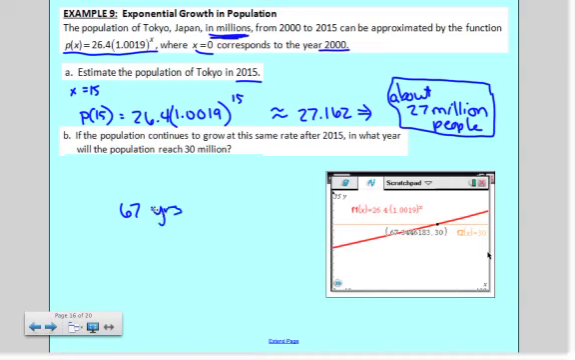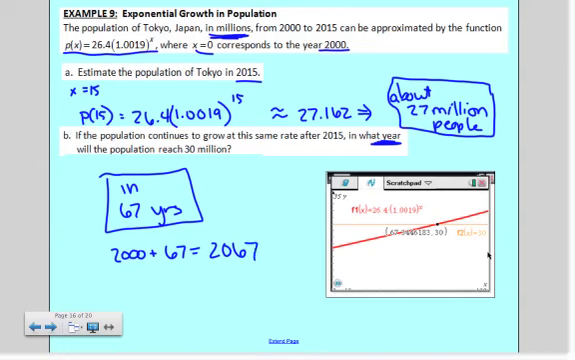Okay? And now we need to figure out in 67 years, the question is when will it, not how long will it be. In what year? So 67 years after our start, that would be the year 2067. And that is actually the answer to this question. Okay? All right. Next problem.